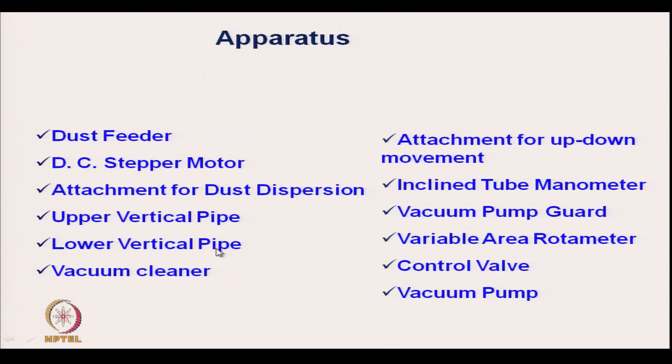There will be a lower vertical pipe, that is, below the filter medium. A vacuum cleaner will be there, with an attachment for up and down movement, that is for replacing the filter fabric specimen. An inclined tube manometer measures the pressure drop across the filter medium. A vacuum pump guard, a variable area rotameter, that is to measure the speed of air, flow rate, a control valve and a vacuum pump.